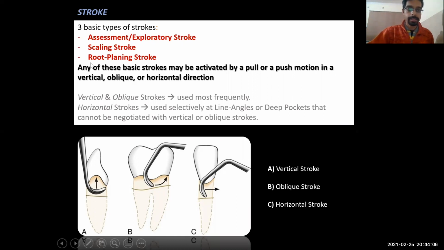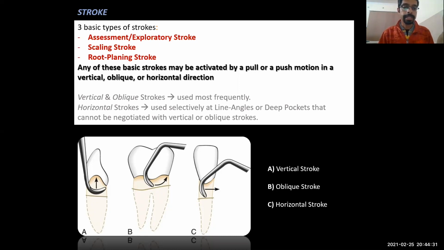Now coming on to the stroke, there are a variety of strokes in which different purposes are served. They are basically the assessment stroke, meaning exploratory, so that we can judge in which area the calculus is present and which areas have overhangs of the restorations, which is basically given by an explorer or the tip of the scaler. The scaling stroke is basically used for removal of the calculus. Root planing is for planing of the root surfaces.